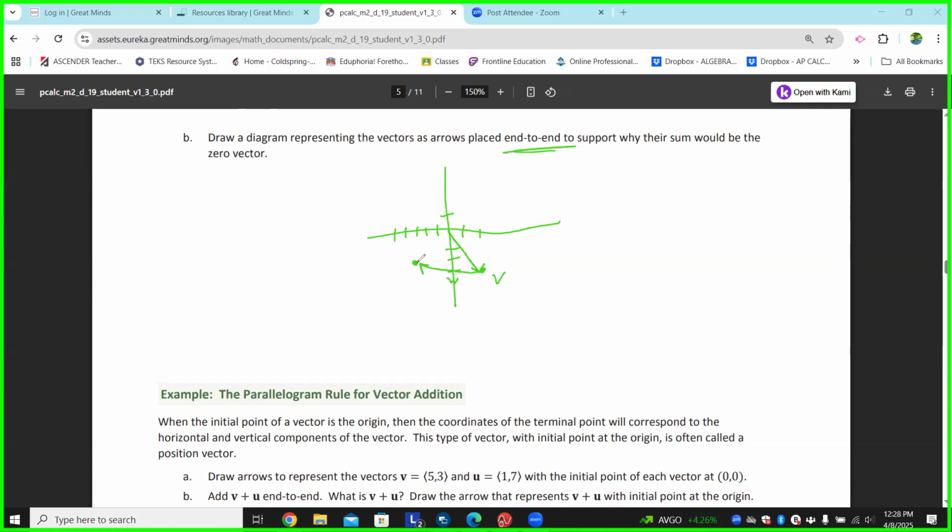And then from here, we're going to graph U. So now we're going to go right 4. So that's 1, 2, 3, 4. And then down 2. So like right there, that would be U. And then from this, we're going to go left 1 from there, and then up 4. 1, 2, 3, 4.